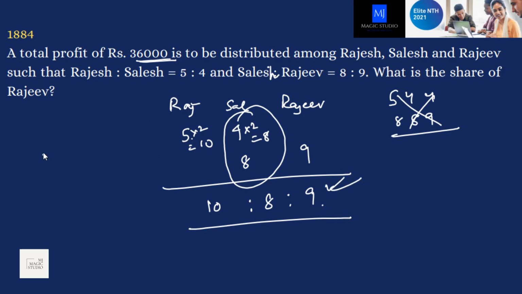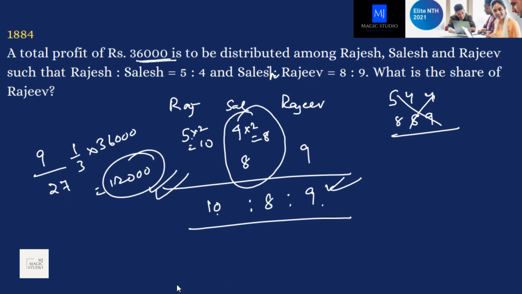What is the share of Rajiv? Rajiv's share is 9 by 9 plus 8 plus 10, which is 27. That is 1/3, 1/3 of the total. That will be 12,000. So Rajiv's share is rupees 12,000.